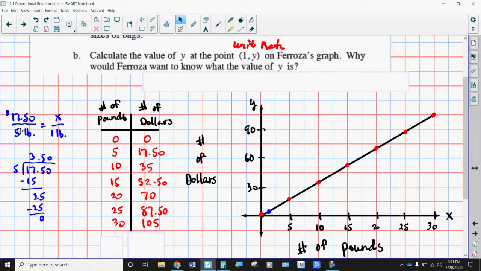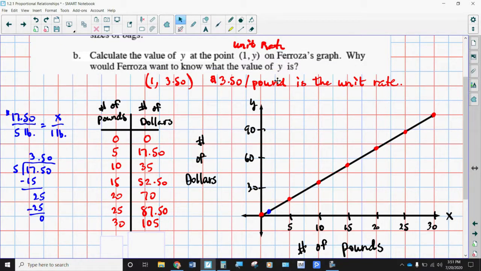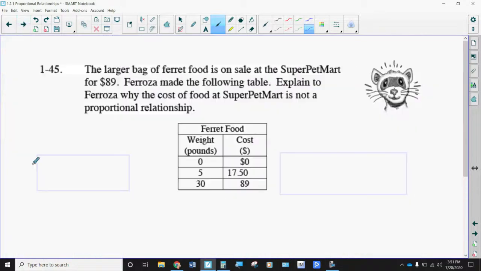$17.50 divided by 5. Some of you may have said, well, why don't you just do 35 divided by 10? And I'm like, yeah, now that I think of it, that's probably a lot easier, isn't it? 35 divided by 10 is 3.5, so that is going to be our unit rate. $3.50 per pound is the unit rate, okay? So I could go ahead and write that here, 3.5, and yeah, okay, there you go.